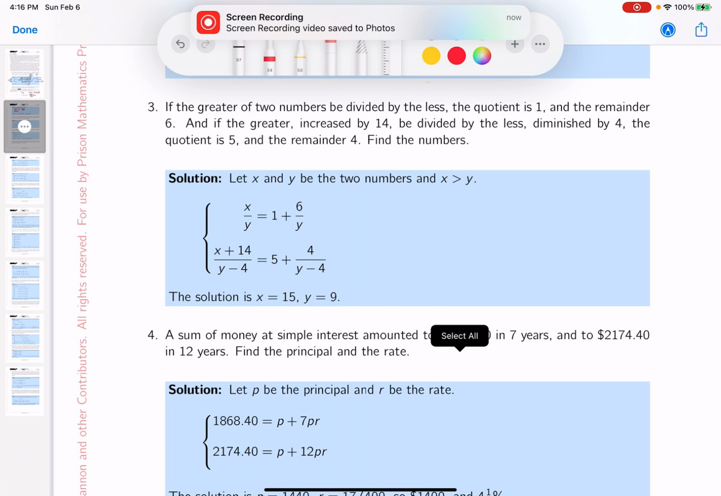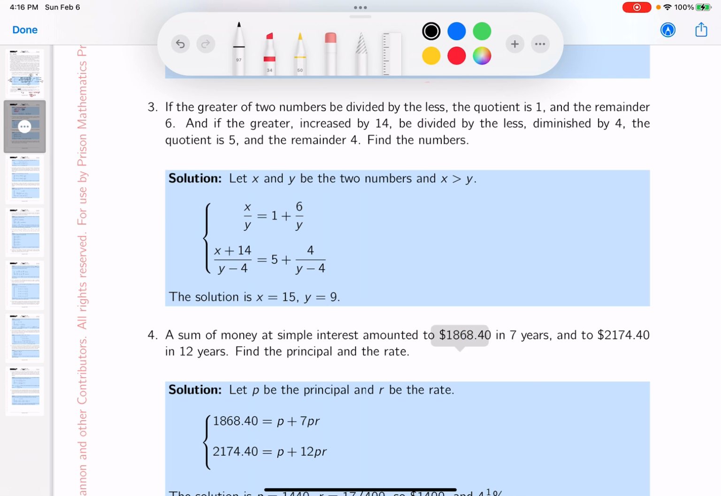Okay, so what does it say? If the greater of two numbers be divided by the less, the quotient is 1. All right, let me write this down. There's two numbers, but one is definitely greater than the other. So I'm going to say x is the greater number.